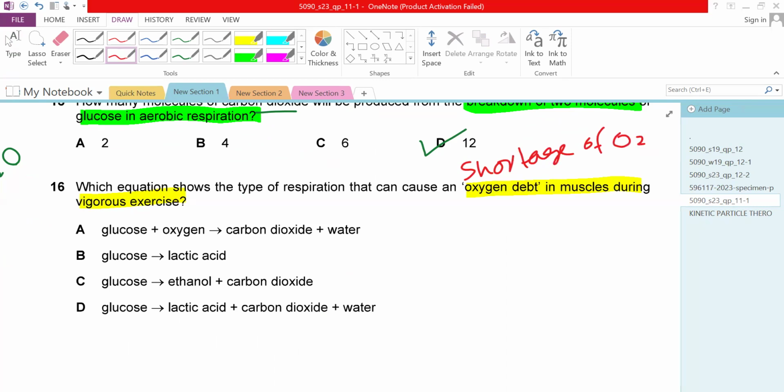So let's read out the options. Glucose plus oxygen gives carbon dioxide and water. This option is totally incorrect because that is the equation for aerobic respiration. Then glucose gives lactic acid, yes. So option B is correct for question number 16. In humans, the equation for anaerobic respiration is glucose gives lactic acid, which causes oxygen debt in the muscles during rigorous exercise.